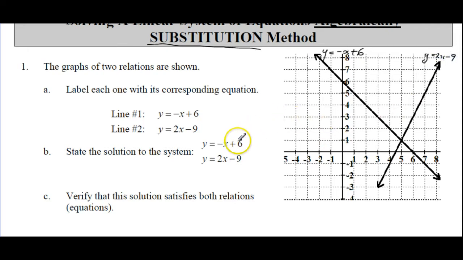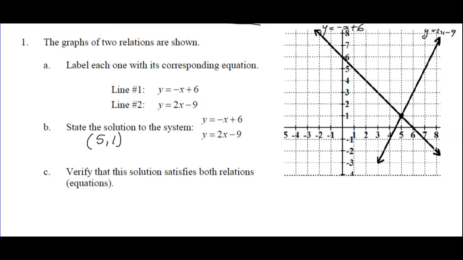State the solution to the system. Well, the solution is a point that satisfies both equations, so it lies on both lines. So the solution is 5, 1. Verify that the solution satisfies both equations.